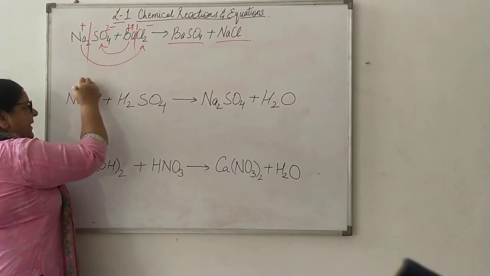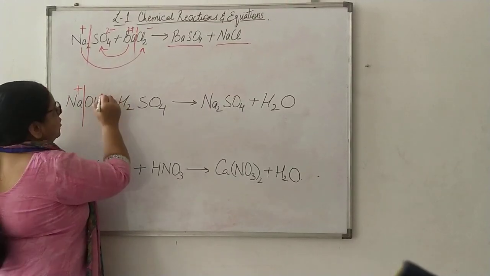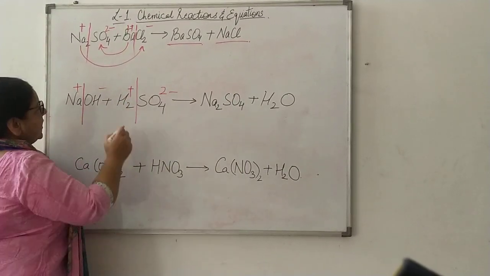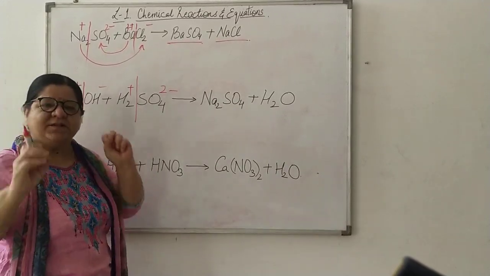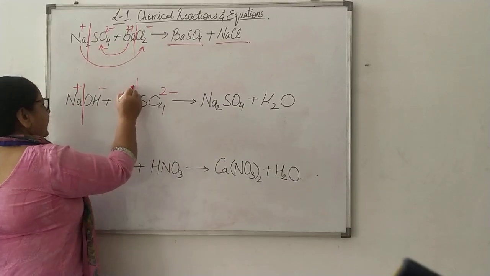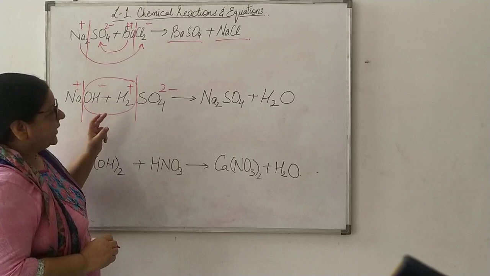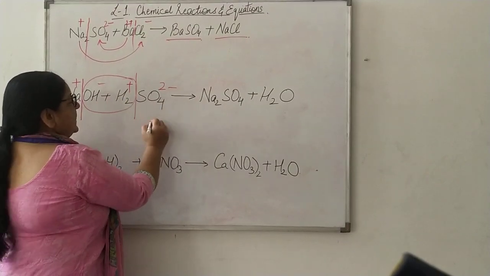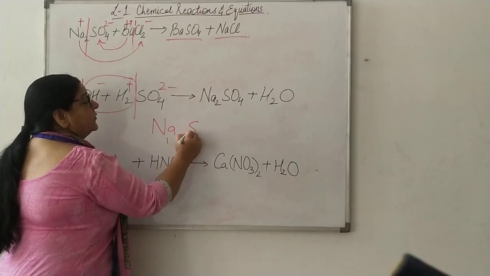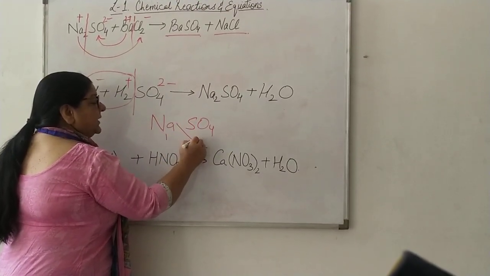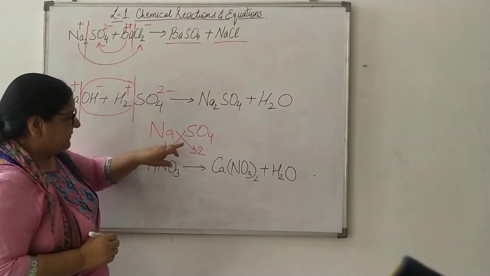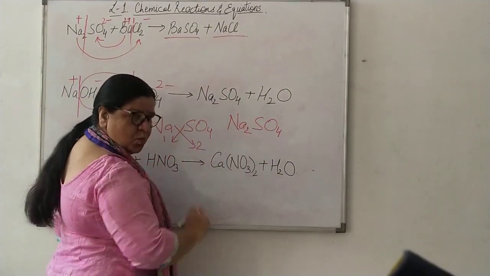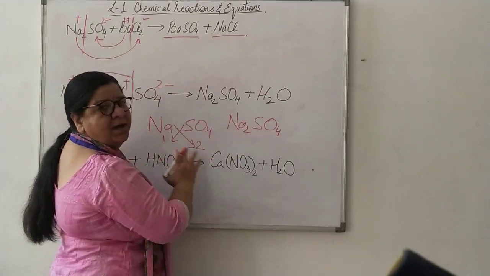Same way here. Now if we break this, Na 1 positive, OH 1 negative, H 1 positive, SO4 2 negative. Now this H and OH, children, remember whenever there is a combination between H and OH, they are the best of friends and they always form a water molecule. So it will be Na2SO4 because Na has valency 1, SO4 has valency 2. They will always cross multiply. Na will become 2, having 2 atoms, Na2SO4. For 1, we do not write 1. Right? So this is how we form the equation.